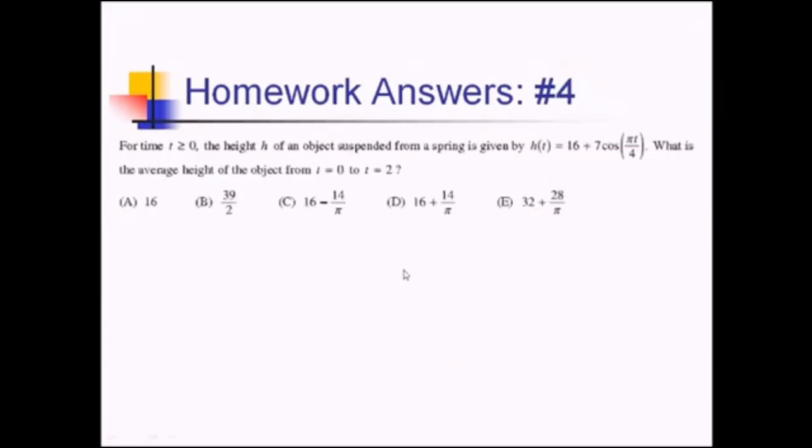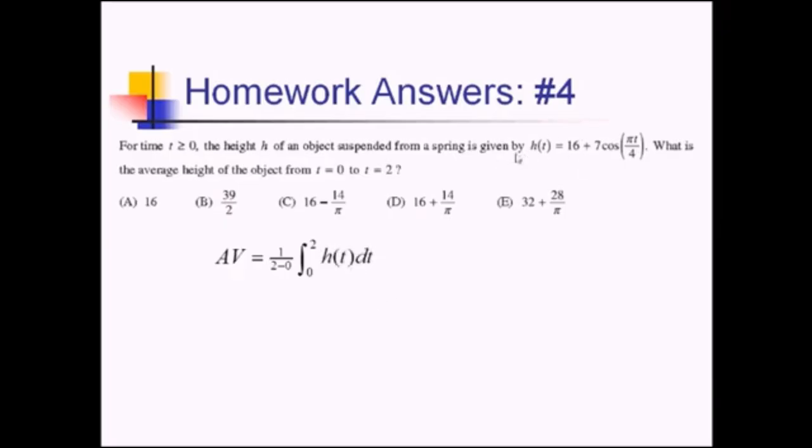On this no calculator problem, we're given that the height of an object suspended from a spring is this 16 plus 7 cosine pi t over 4 function. Based off of that, we want the average height of the object from time 0 to time 2. Okay, so we're going to need to use our average value formula, 1 over b minus a times the integral from a to b of whatever you're averaging. So in this case, we're going to have 1 over 2 minus 0, that's b minus a there, times the integral from 0 to 2 of this h function up here.